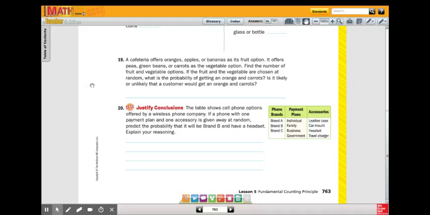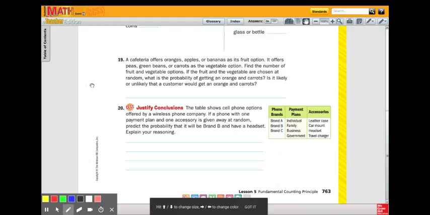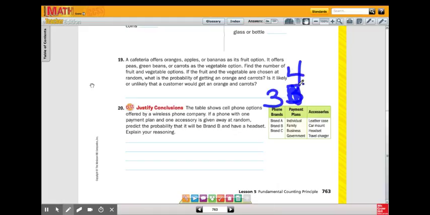So, cell phone options. You have some brands. Looks like you have 3 brands and 3 payment plans. Wait, is that 4 payment plans? I didn't see that business and government were different. And then you have 4 accessories. 1 payment plan and 1 accessory given away at random. What's the probability that brand B will have a headset? Interesting. See what you think on that, and we'll talk about that one too.